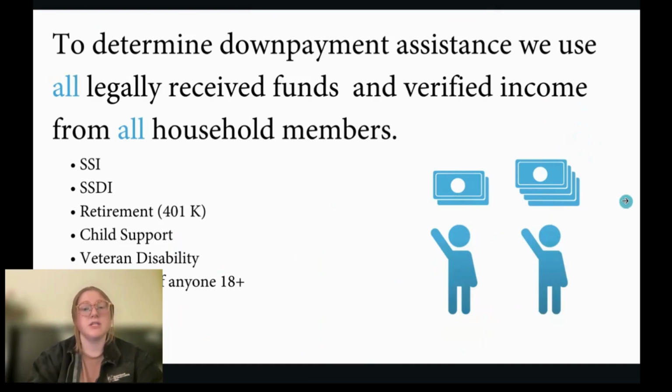So to determine all down payment assistance, we use all legally received funds and verified income from all household members. This is a little bit what I was talking about on that last slide. So we will consider Social Security income, SSDI, any liquid 401ks. We're not looking at your 401k and your retirement plans and saying, oh, well, you can make a draw there and use that towards your house payment. That's not what we're looking at. That's just if you're getting retirement checks as your primary source of income. We also take into consideration child support, veteran disability, and wage jobs of anyone 18 plus.